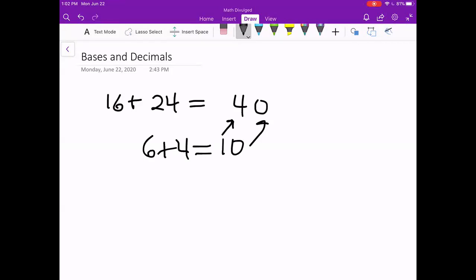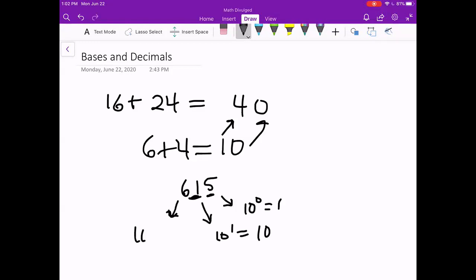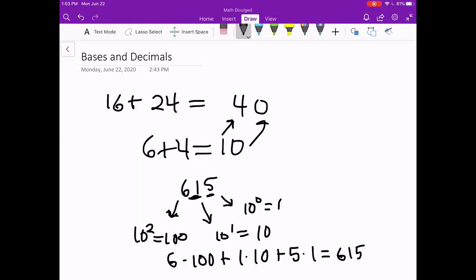Another important thing to keep in mind is how these numbers are represented. In base 10, if we have a number like 615, this 5 is the units place. Each of these is worth 10 to the 0, which is equal to 1. Now we have the tens place, where each of these is worth 10 to the 1, which is equal to 10. And finally, we have the hundreds place, where each of these values is worth 10 squared, equal to 100. That's why this total number is equal to 6 times 100 plus 1 times 10 plus 5 times 1, which is equal to 615. And that's how it works in base 10. As long as you keep this representation of numbers in mind, it's easy to switch between different bases.